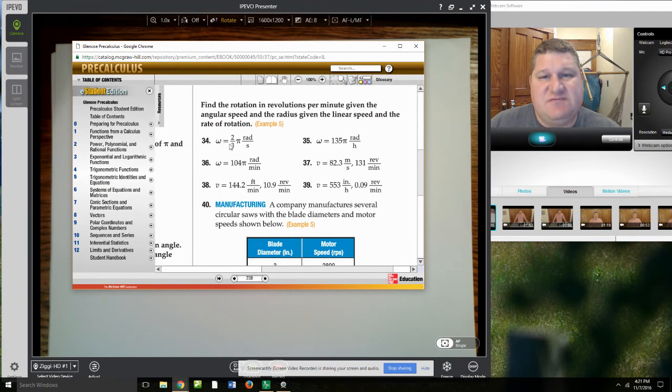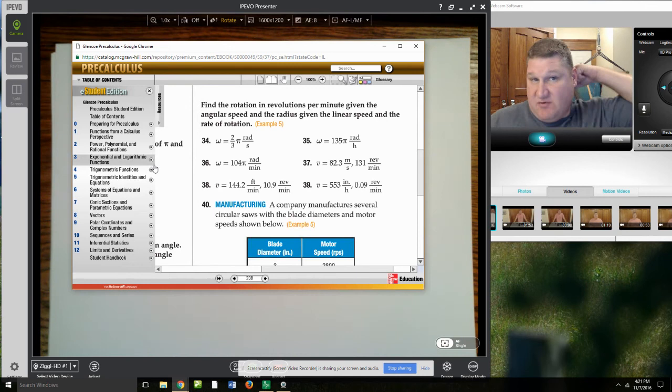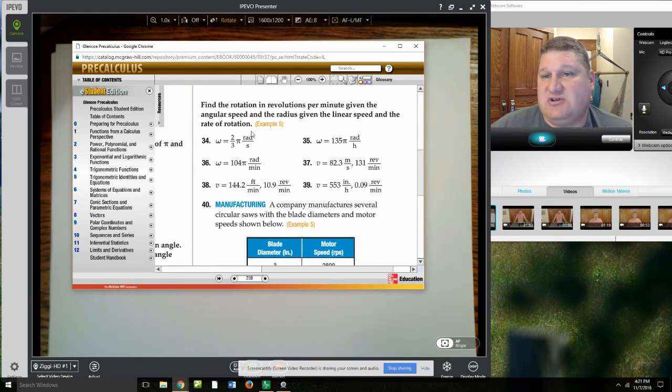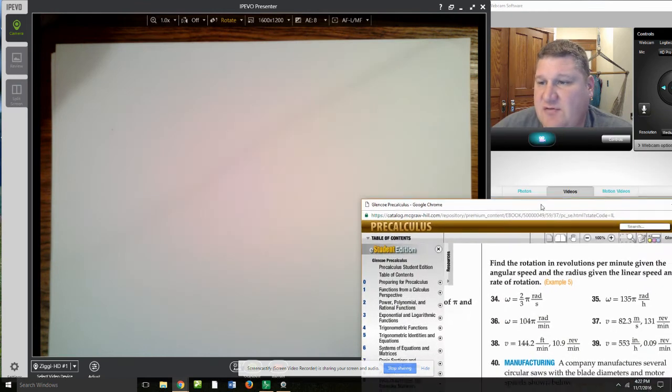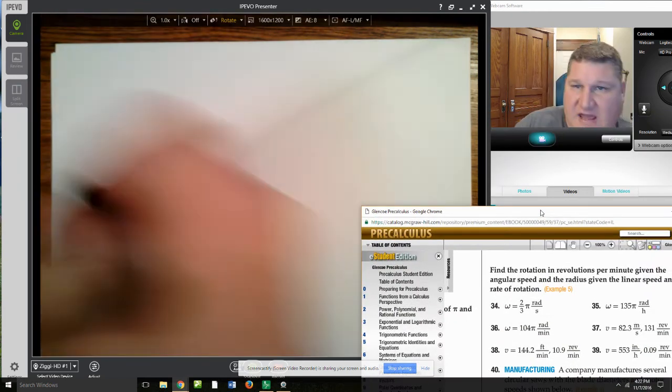So the first thing is we deal with 34. Find the rotation in revolutions per minute given the angular speed. What you really have is two different sets of directions. One piece of the directions is finding the angular speed if you're given RPM or angular velocity. So here we're going to look for RPM. Down here it gives us linear speed, where we find the radius. So let's deal with 34 and then 38.